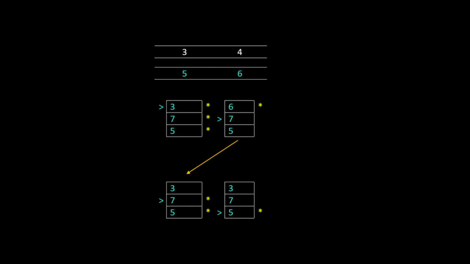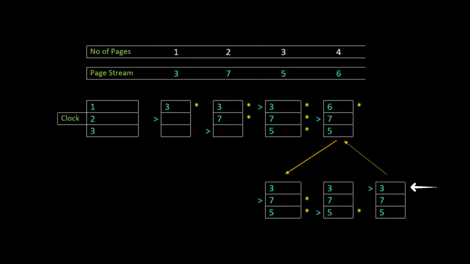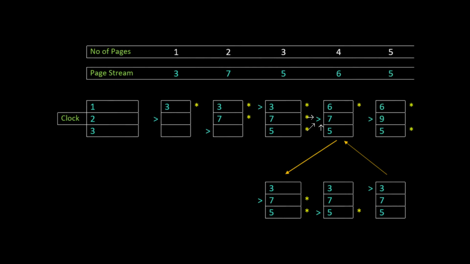So the arrow pointer will move again to the first frame pointing to 3. Now 3 doesn't have the use bit, so it will be replaced with 6. And then the arrow pointer will be pointing to the next frame.